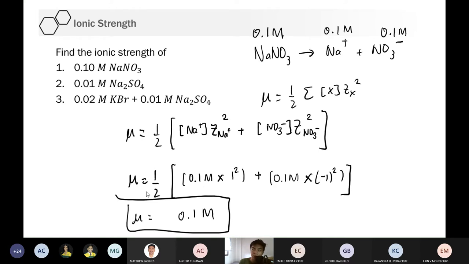Pwede nyo naman i-mental na tong part na to. Unless kapag yan ay ibang numbers na. Doon nagka-calcule na talaga ako. Pero kapag 1-1 lang, kaya nyo na yan. Mental-mental lang. So the ionic strength of this solution is given as 0.1 molar. So ibig sabihin yan, mayroong nangyayaring electrolyte effect na, no? May diverse ion effect na sa solution natin if mayroong equilibrium system doon.